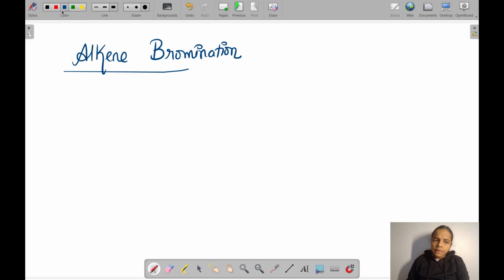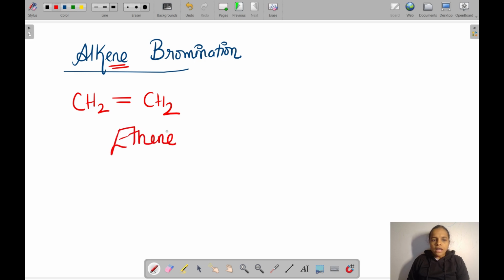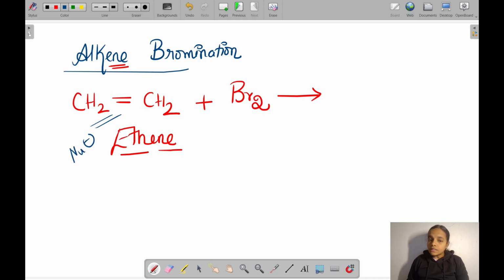So we have a simple alkene. Ene is the suffix name for double bonded compounds. So this is ethene. We know this has two carbons, so we have the prefix eth, and it is a double bonded compound, so we have ene as the suffix. When it undergoes dibromination, we now know which is the nucleophile here. So this is the nucleophile because it has a double bond. So this is the electrophile.